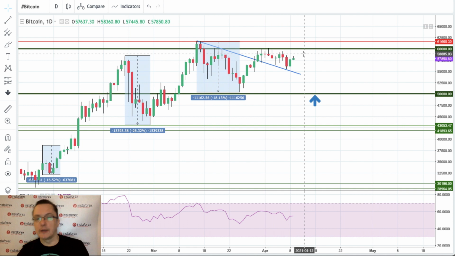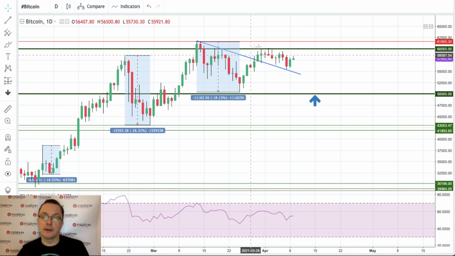And of course, the uptrend is still intact, but bulls are struggling with the 60,000 levels. So it's very, very expensive right now for Bitcoin. We will see what the plans of the market participants are to do with this situation in the nearest future.